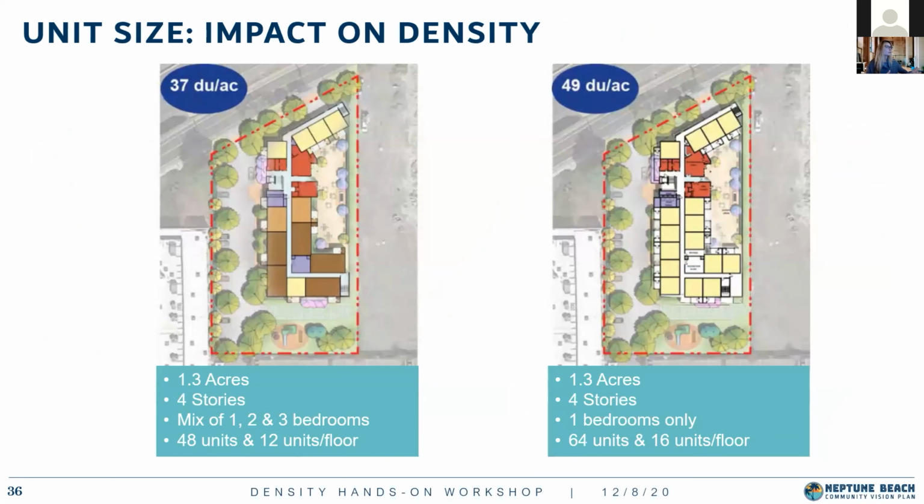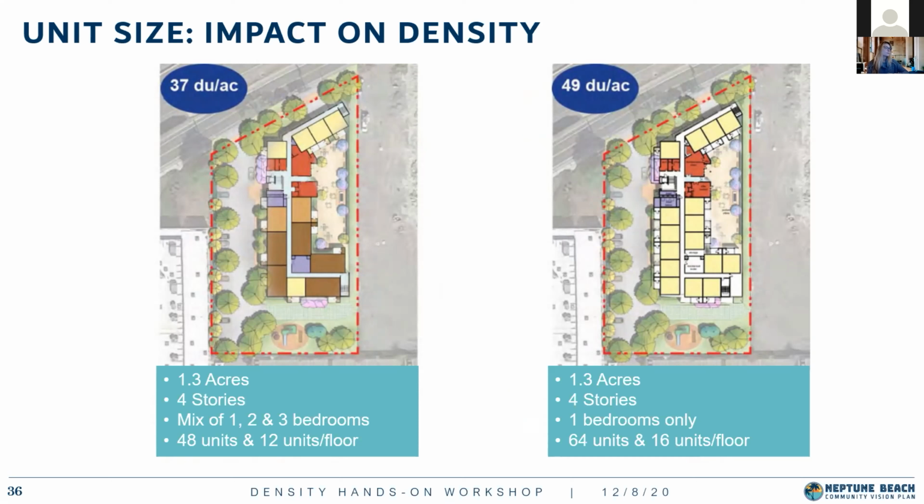So the other variable that can greatly change the actual measured density is unit size. So these are two of the exact same buildings, the same floor plate on the same exact site. This is a 1.3 acre site. It's a 4-story building, but the building on the left has a mix of 1, 2, and 3 bedrooms. And the building on the right has only 1-bedroom apartments. So because the unit sizes are smaller in the building on the right, it has a significantly higher residential density than the building on the left.